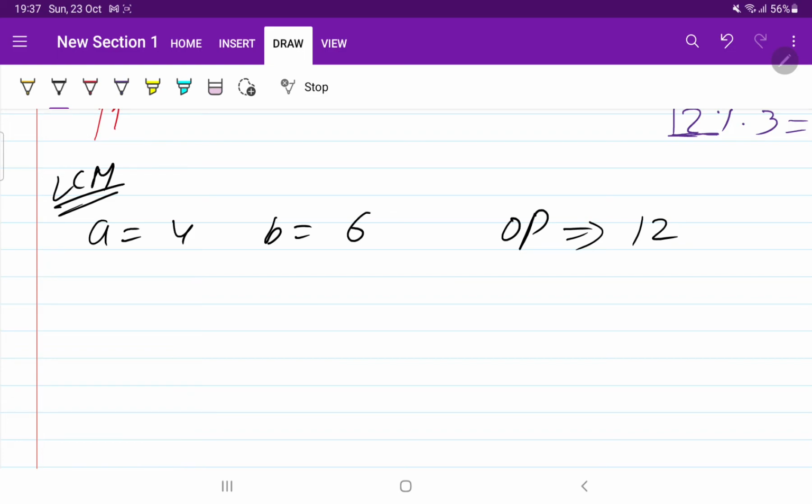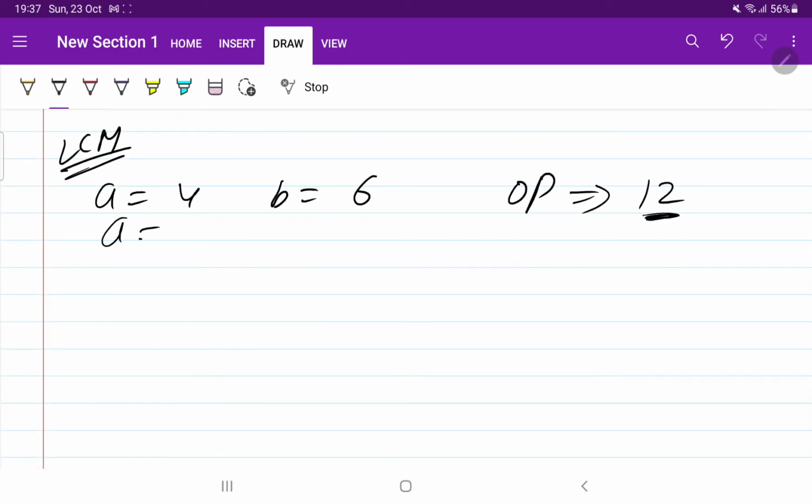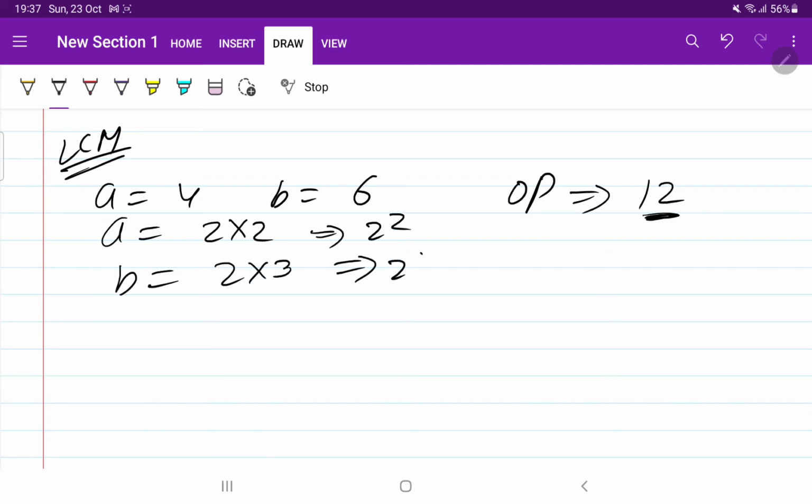You need to return 12, because this is the lowest number which comes in the table of 4 as well as in the table of 6. Generally, what we do is factorize the number and use the maximum power. The maximum power of 2 is 2, and the maximum power of 3 is 3, so it is 4 into 3, which gives us 12.